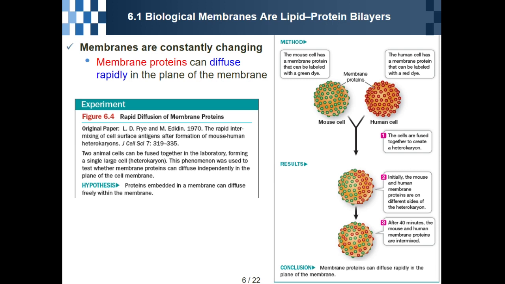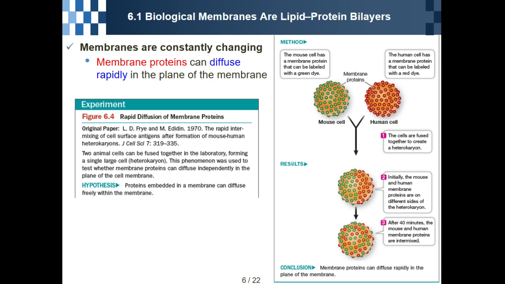For example, one example is that this mouse cell has membrane protein. The membrane protein is labeled with green dyes like this. The human cell also has membrane protein, labeled with red. So we can fuse the mouse cell with the human cell. So this is a fused cell.